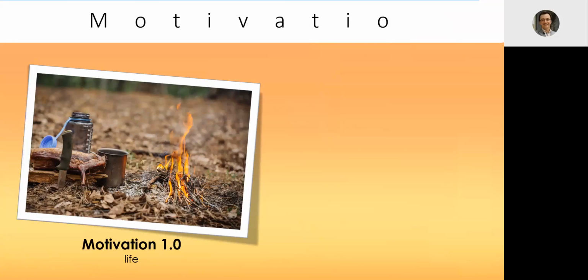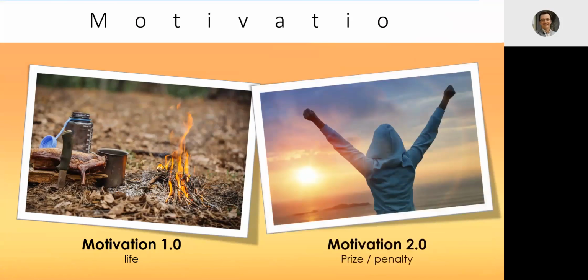At the end, it is 1 or 0. With COVID-19, we are afraid of sharing the virus with those who are in risky situations. And motivation 2.0 is based on prize and penalty. So before the pandemic, you couldn't even understand motivation 1.0.